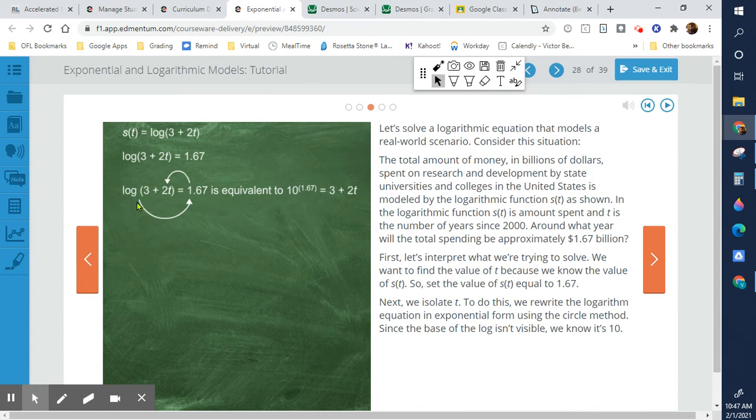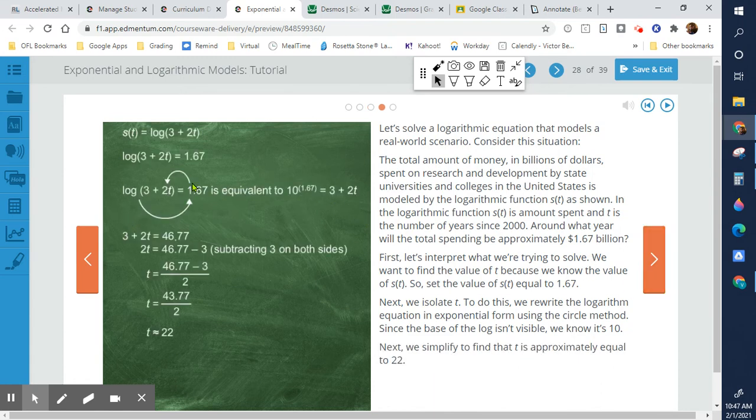So if this is log base 10, you don't see it, but we're assuming it's base 10. We're going to say this is equal to that. This 10 to the 1.67 power is equal to this 3 plus 2t. I'm really sorry I keep saying that, guys. I know some of you are auditory learners, so I'm trying to get better at it. 10 to the 1.67 power is equal to 3 plus 2t.